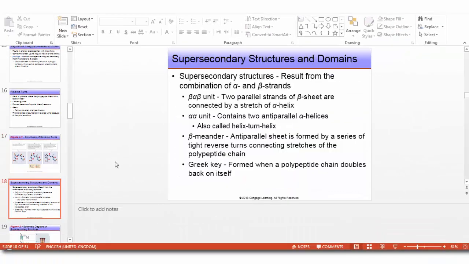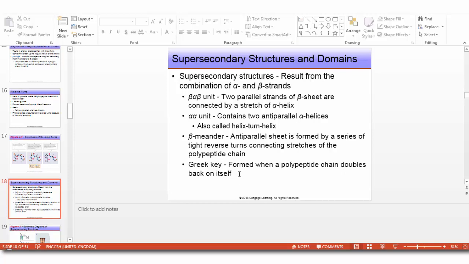Now we come to the so-called super-secondary structure and domains. Super-secondary structure results from the combination of alpha and beta strands, and we have 4 types. Beta-alpha-beta unit: 2 parallel strands of beta sheet are connected by a stretch of alpha helix. The alpha-alpha unit contains 2 antiparallel alpha helices, also called helix-turn-helix. Beta meander: antiparallel sheet is formed by a series of tight reverse turns connecting stretches of the polypeptide chain. And finally, Greek key, formed when a polypeptide chain doubles back on itself.